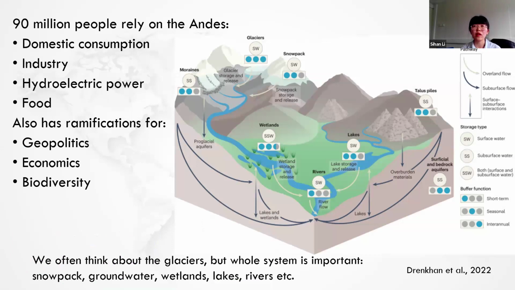So this is showing the Andes, but similarly in the high mountain Asia region, which includes the highest mountains of the world, these extremely high altitude glaciers provide seasonal water to at least 2 billion people. And quite often we think about glaciers, but the whole system actually matters a lot. As part of the cryosphere system, we have snowpack, wetlands, lakes, and rivers. So they all form part of the cryospheric system that we're concerned about.